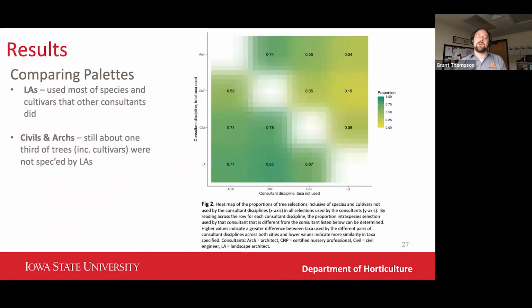When we look at these plant palettes, landscape architects used most of the species that other consultants did. So when we look at this heat map, if you read it across the row, this is the proportion of the trees used by a particular consultant discipline. So for example, this is the row of trees used by the landscape architects. This is saying that about 77% of the trees that an architect specified, the LAs also specified.